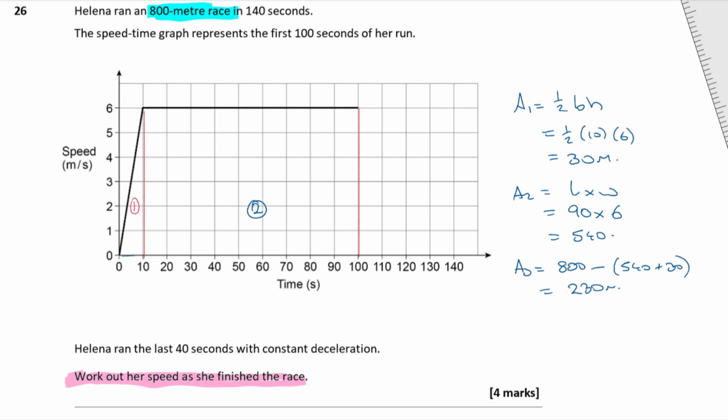Now, we know some things about the trapezium, and we don't know one thing about the trapezium, which is the length of one of the sides, don't we?